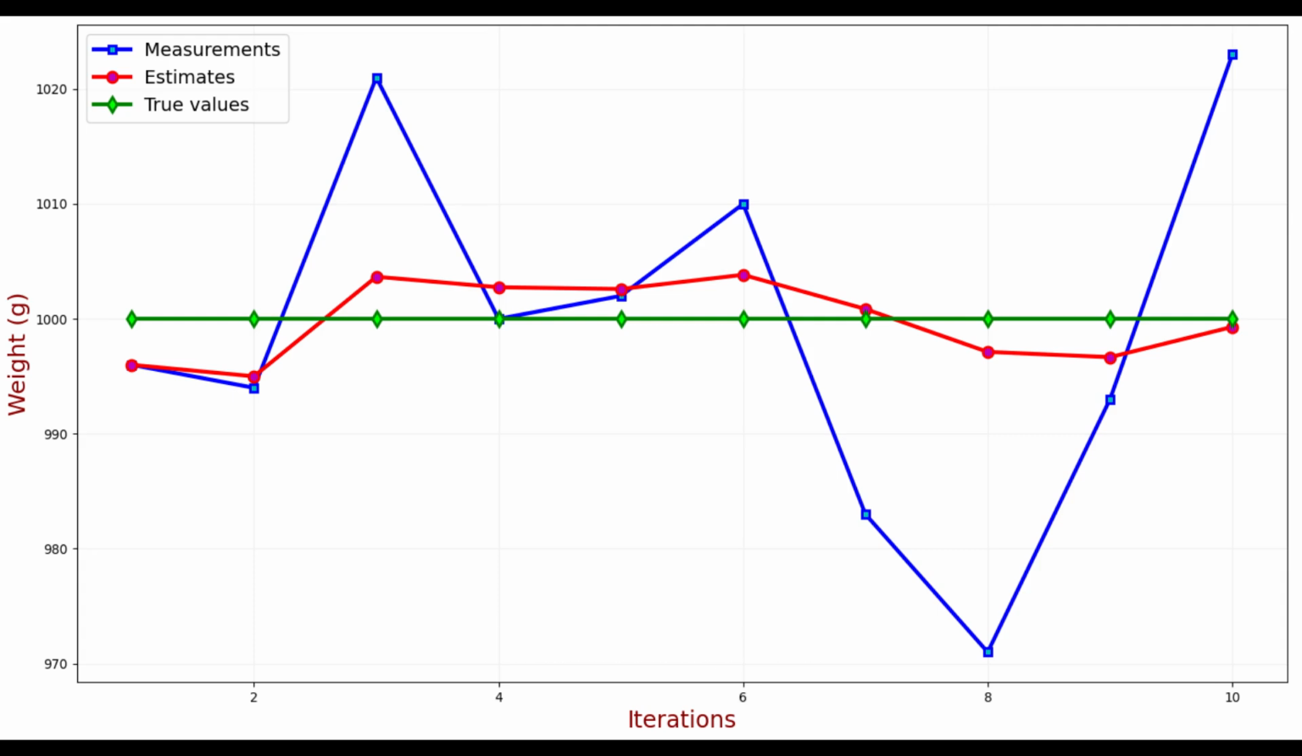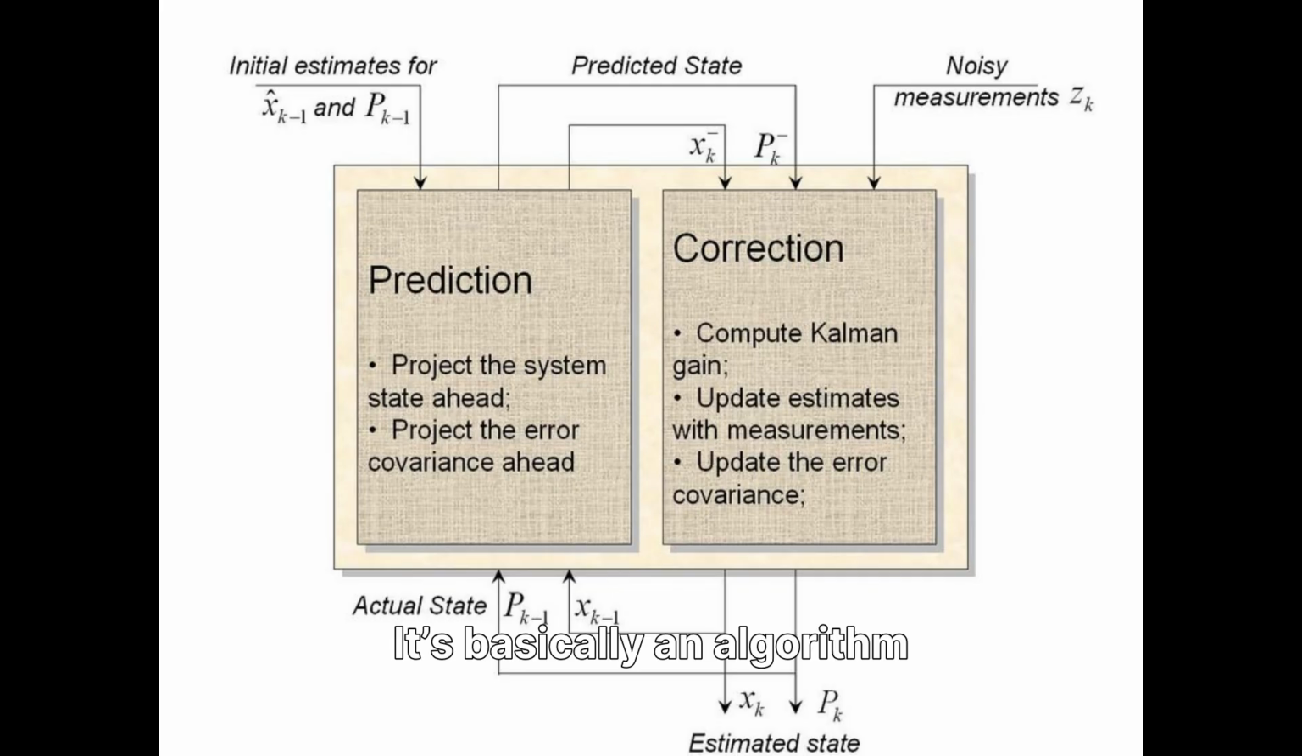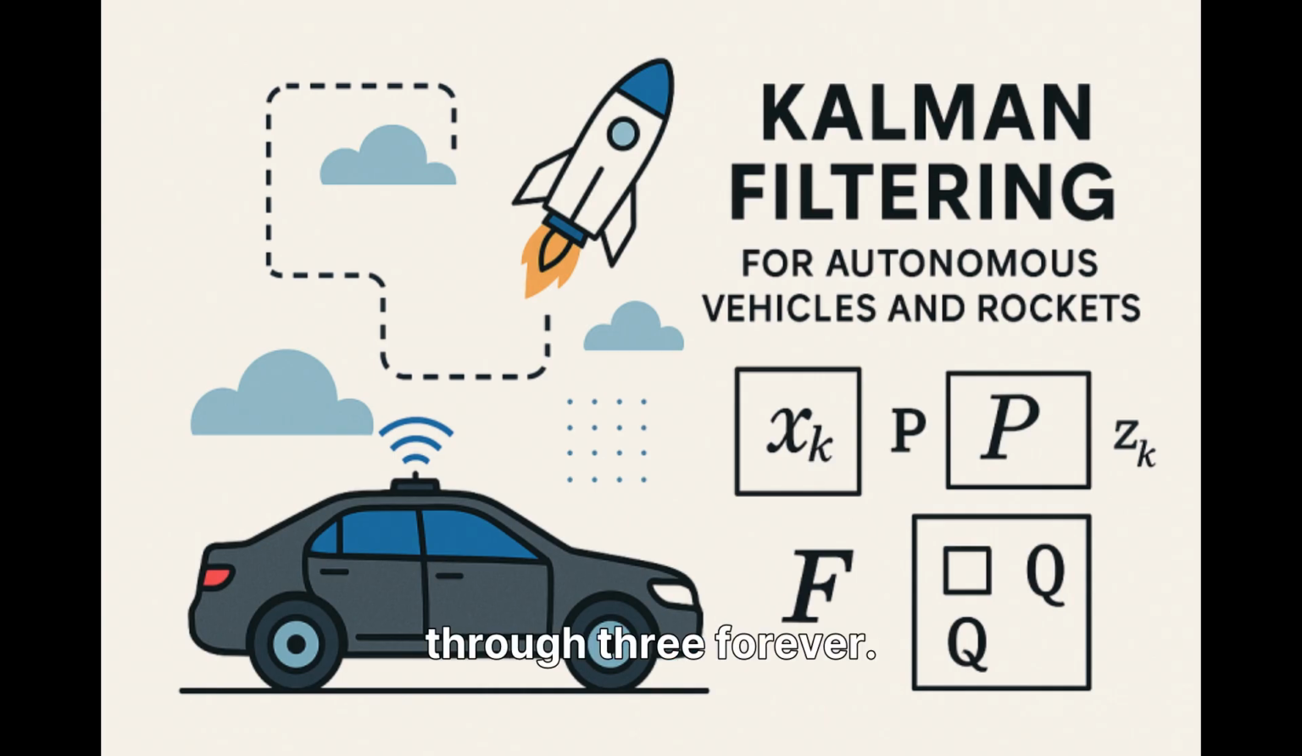A Kalman filter is a smart way for a computer to estimate something accurately, even when the measurements are noisy, incomplete, or unreliable. Think of it as a machine that constantly guesses, checks, corrects, and re-guesses what's really happening. It's basically an algorithm that says, here's what I think is happening. Here's what I just measured. Let me combine both to get a better, more accurate estimate. Then repeat steps 1 through 3 forever.